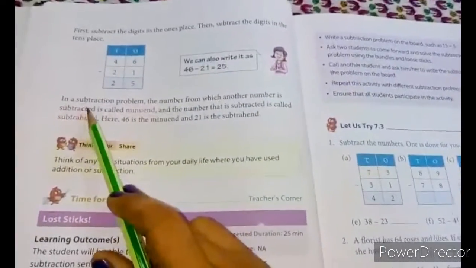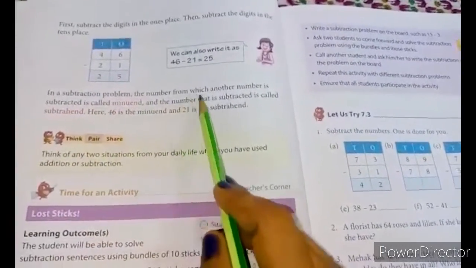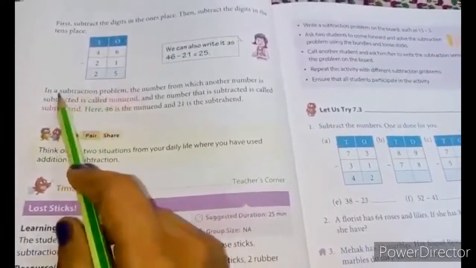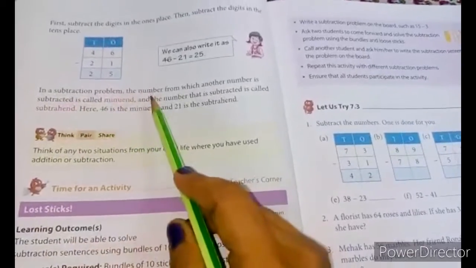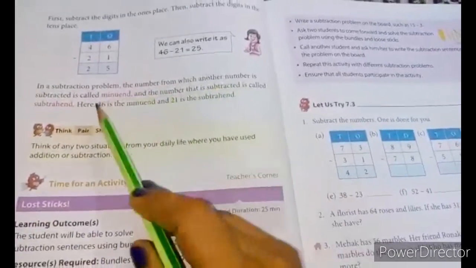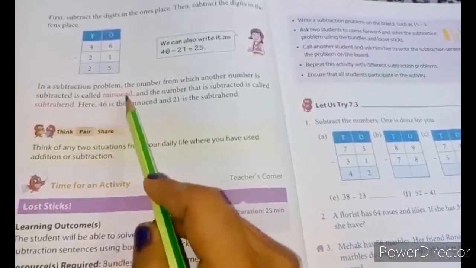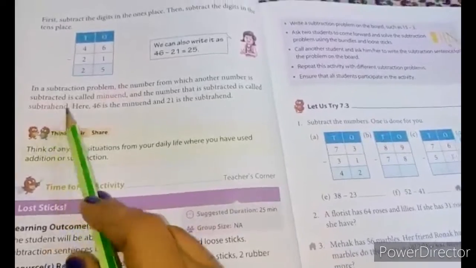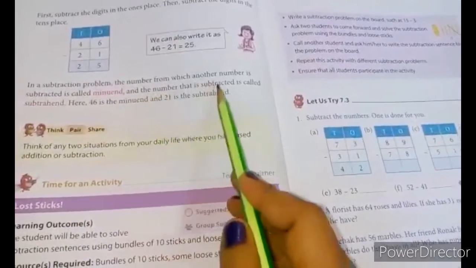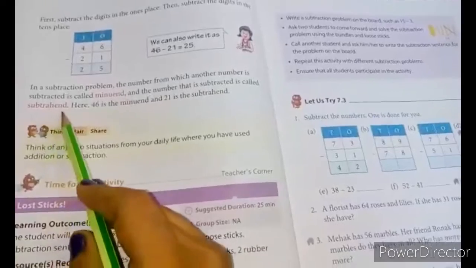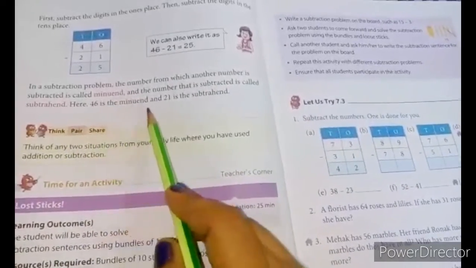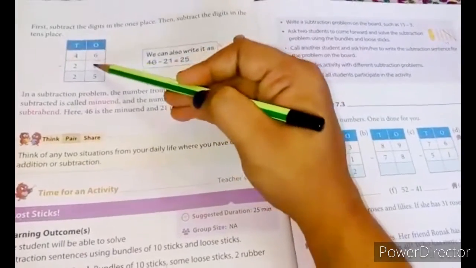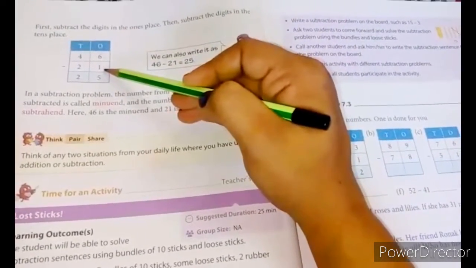Listen, students. In a subtraction problem, the number from which another number is subtracted is called the minuend, and the number that is subtracted is called the subtrahend. I repeat, the number that is subtracted is called the subtrahend. Here, 46 is the minuend and 21 is the subtrahend.